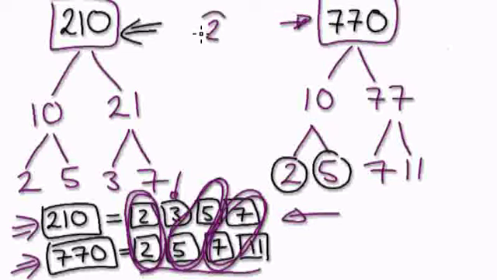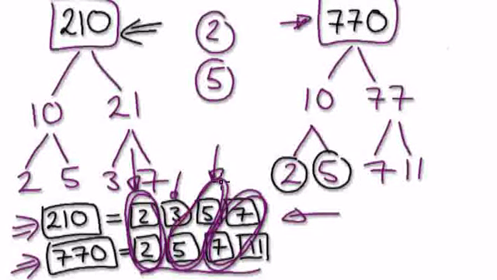Looking at these two numbers, 210 and 770, you could say 2 is a common factor, because you can see that here. You could say 5 is a common factor, because it's here. You can't say 3 is a common factor, because if you look at the bottom number, 3 doesn't exist in it. 3 is not a common factor, whereas 5 is, because look at the 5, it's in both. You could say 7 is a common factor.